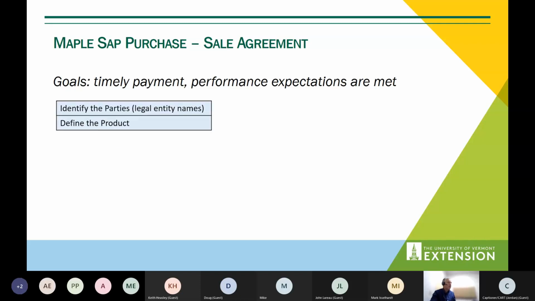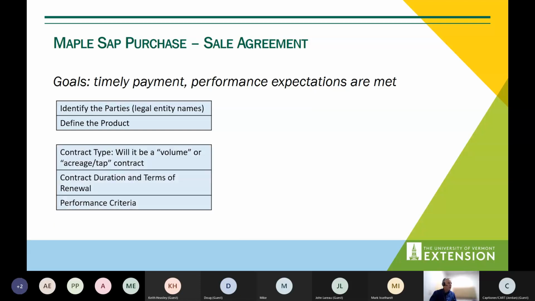I think I've got 7 or 8 key features here of a sap purchase and sale agreement. I'll work through them in chunks and then we'll go into specifics. So we're going to want to make sure the agreement identifies the parties. Certainly always want legal entity names. We're going to need to define the product. Remember the essentials of a contract here. Make it clear. If we're talking about sap, we're talking about sap. I'll go through quickly and then we'll dive in more specifically.